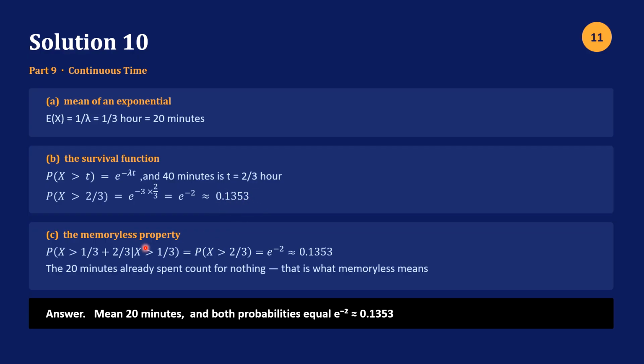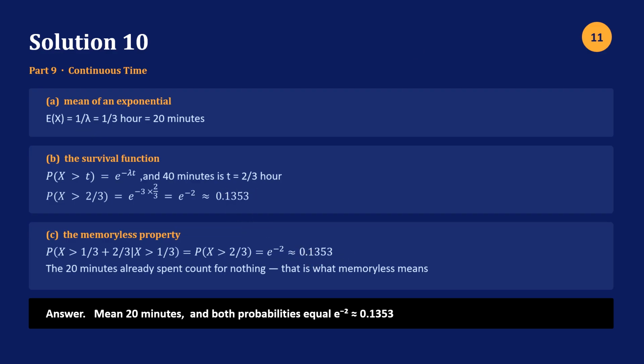0.1353. Then I guess part C was a little bit of a trick question. Because of the memoryless property, we don't even need to do this here. 40 minutes is 40 minutes, regardless of how long you've already been in state 0. So you would expect the same answer, which is the case.